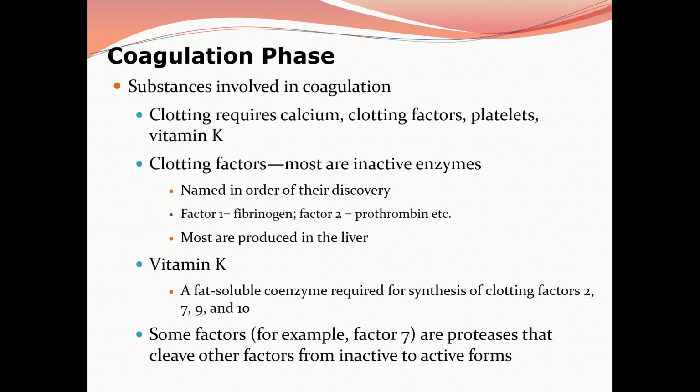Most clotting factors are produced in the liver. Vitamin K is a fat-soluble coenzyme required for the synthesis of clotting factors 2, 7, 9, and 10. Some factors, for example factor 7, are proteases that cleave other factors from inactive to active forms. Rat poison is a poison that prevents vitamin K from synthesizing clotting factors.